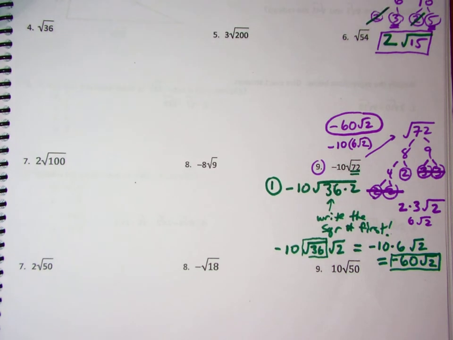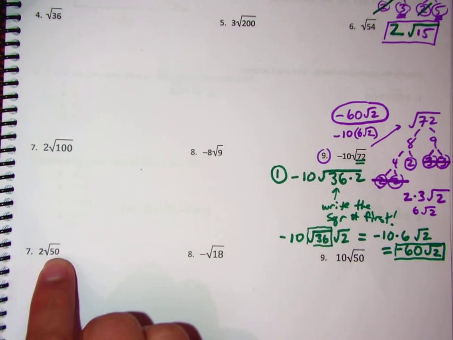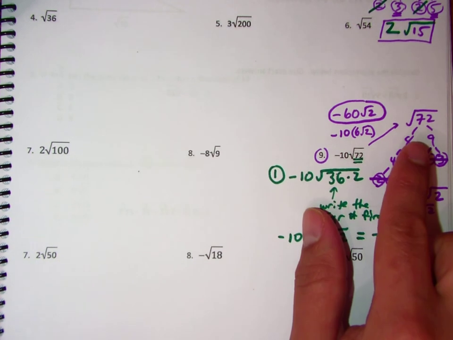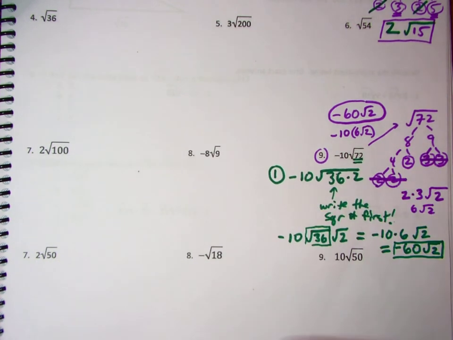Okay, if some people are really good with the squares in their heads and they can see it, like for example, I'm looking at 50 right now and I see 25, and that's going to make things easy for me. But you may not see that as fast. So if that's your situation, I would recommend using the tree method, the factor tree method. But either way, this isn't too bad. You just got to practice to get better.